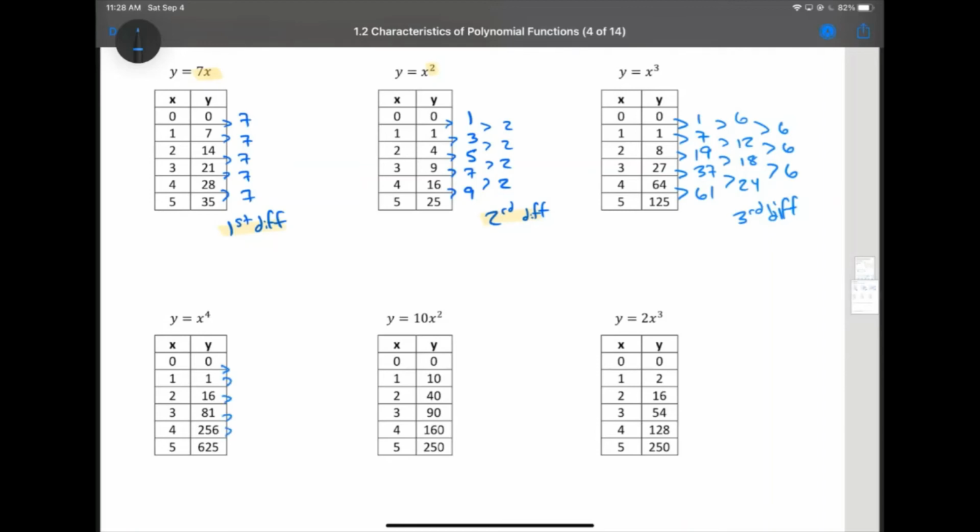Ooh, the numbers are getting bigger. So I think it's going to be 1, 15, 65, 175, 369. Those are the first differences. And then we go up by 14, 50, 110, and 194. Got second differences.